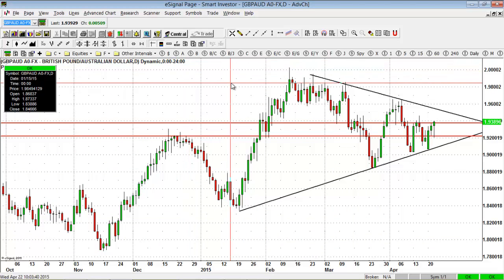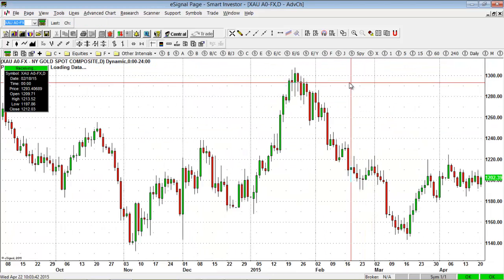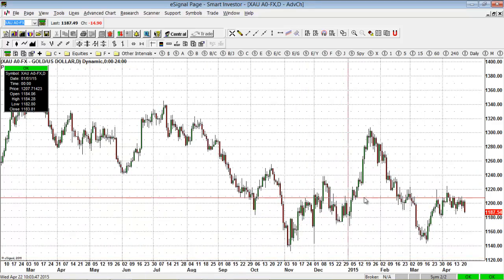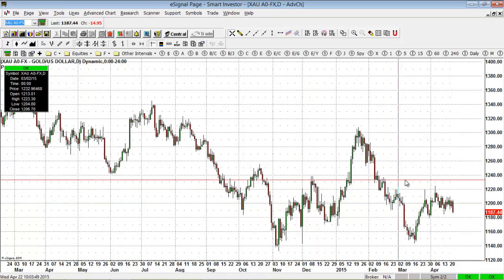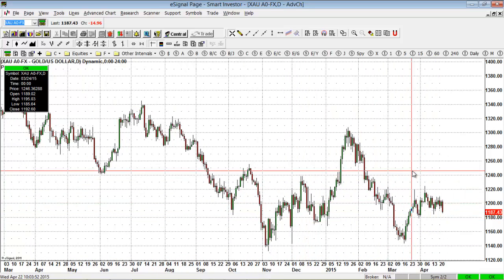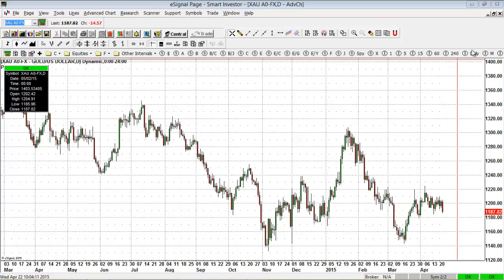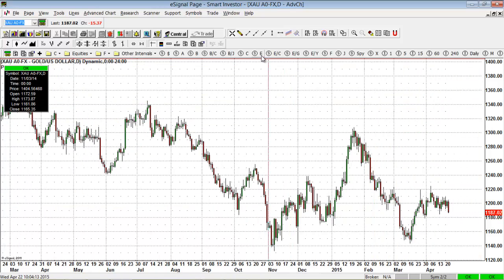Okay, another market of interest I'm going to take a look at is gold. And we see that the market could be looking to make another leg down. If we close below this 1180 level, that will be very bearish, and the next area of support will be 1140, and a close below 1140 would be quite bearish for this market, and we could see further losses in the gold market.